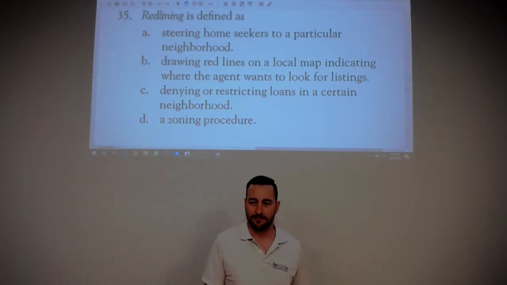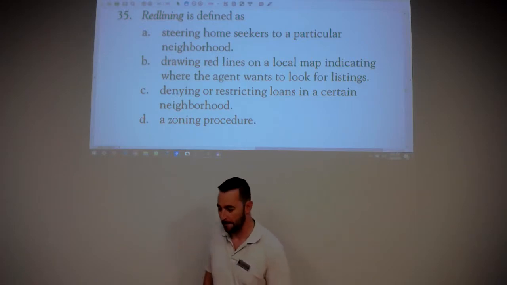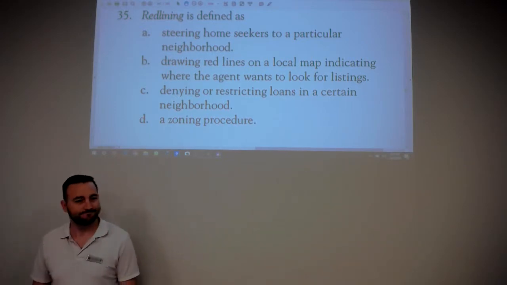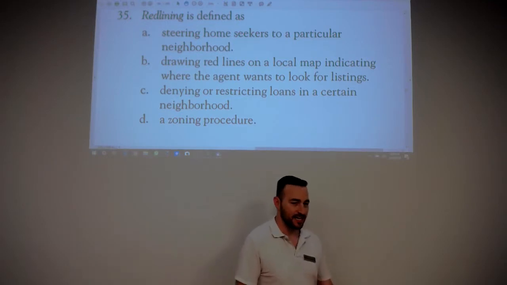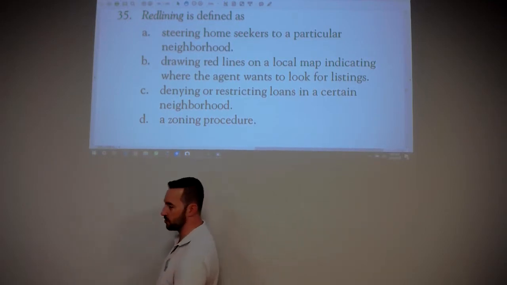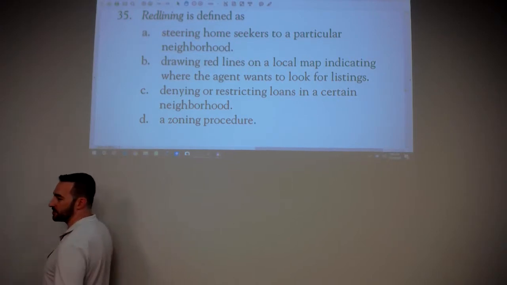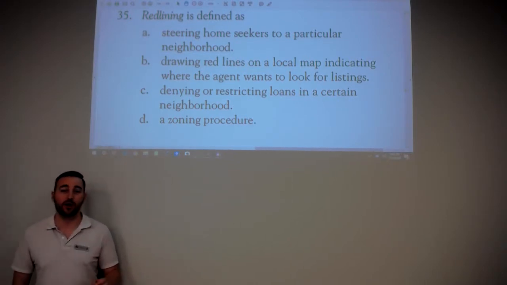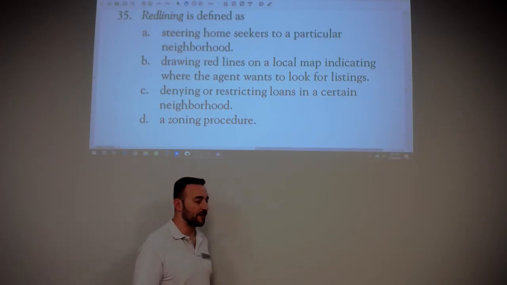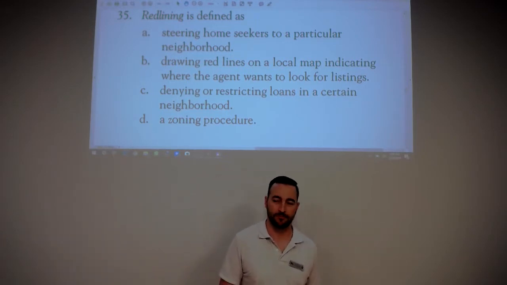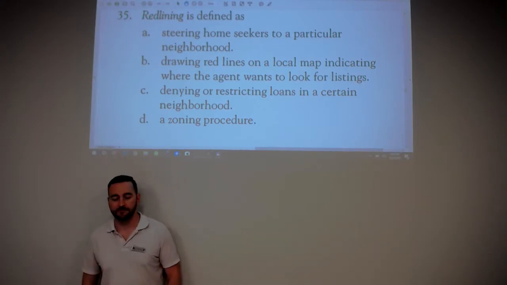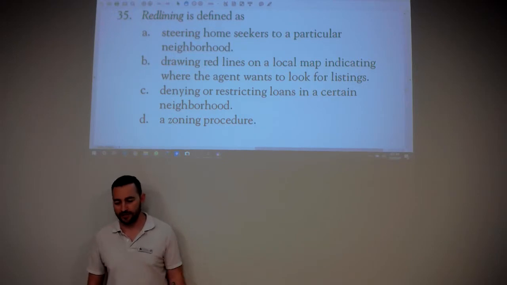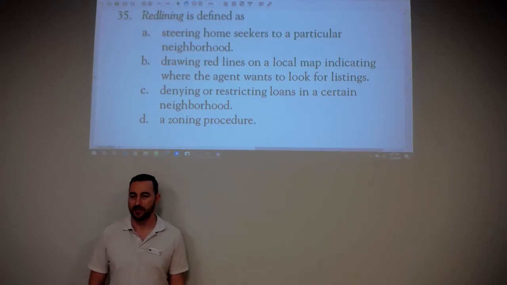Drawing red lines, really? Definitely not redlining. A zoning procedure. We're in surgery here? There's a procedure going on? No. The correct answer is C. It's denying a mortgage or insurance because you're from a particular area, regardless of your qualifications. So you qualify for this mortgage, but you live in Newark. Nope. You're not getting a mortgage or that insurance. So every time you see redlining, it's denying or restricting loans or insurance in a particular neighborhood.